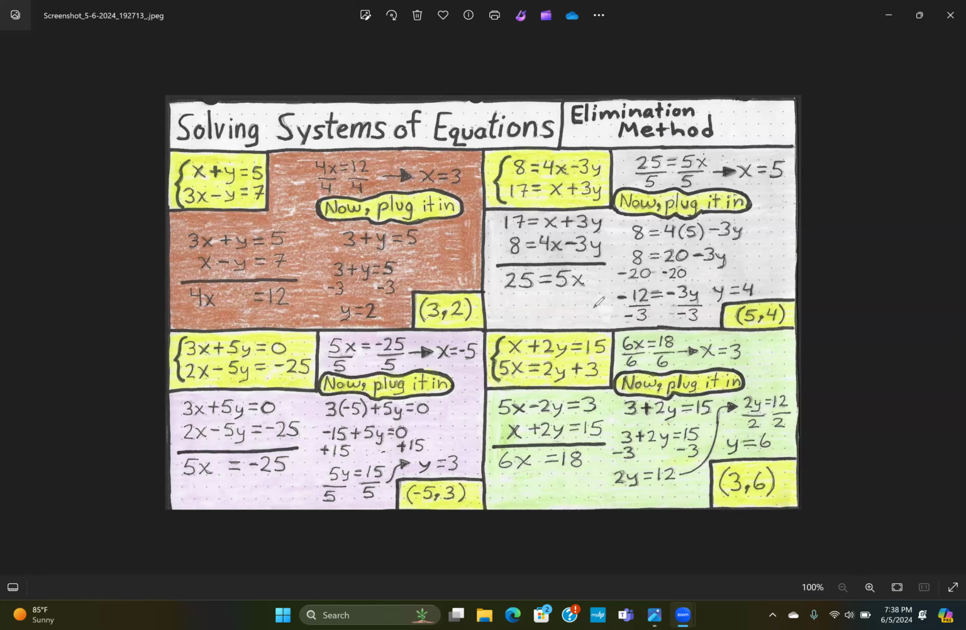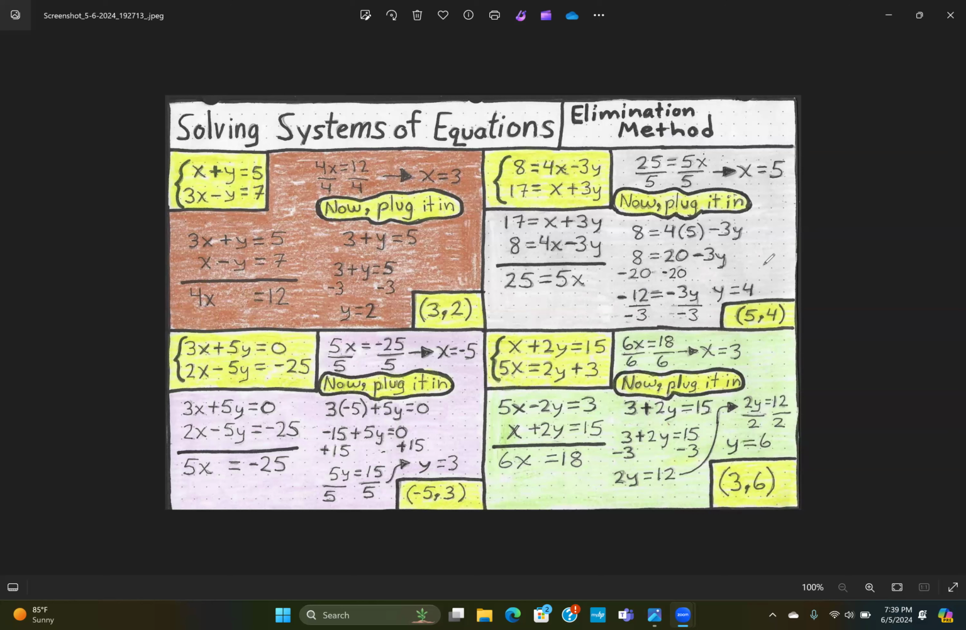Why negative 3? Because it is next to our variable y. That is the coefficient next to the variable y, and we want to get y all by itself, and that's why we're dividing by negative 3. And so negative 12 divided by negative 3 will give me a positive 4, and negative 3 divided by negative 3 will just leave us with y.